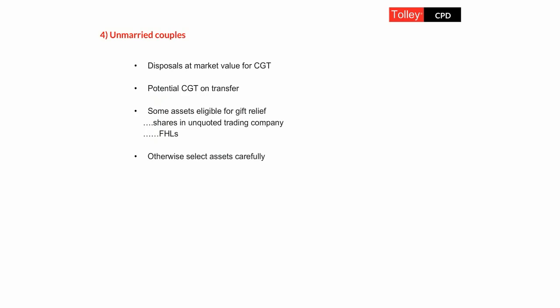Otherwise, if you are trying to shift assets from one party to another and they're unmarried, then do select assets carefully. Assets standing at low gains, for example, or cash, gilts. So the CGT exposure is much reduced if you choose your assets carefully.